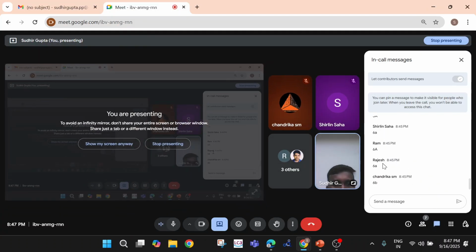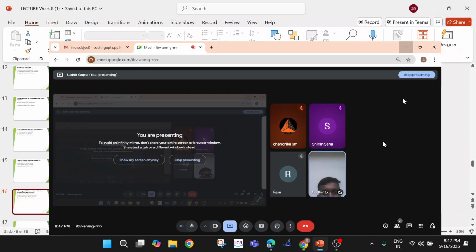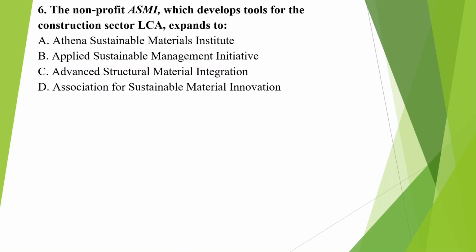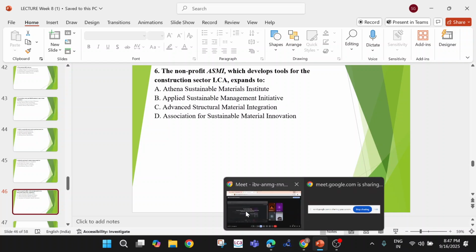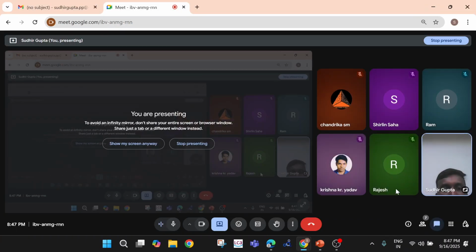So 6A, 6A, 6A, Chandrika is saying 6B. So let me correct. 6A is the correct answer for this question number 6. That is Athena Sustainable Materials Institute. This provides an open source LCA tool to reduce environmental footprint in construction materials. So whoever have marked A, they are correct, and whoever have marked other options, they should correct themselves. Fine. So can we move to the last 10 questions for the problem solving session? Are you ready, guys?